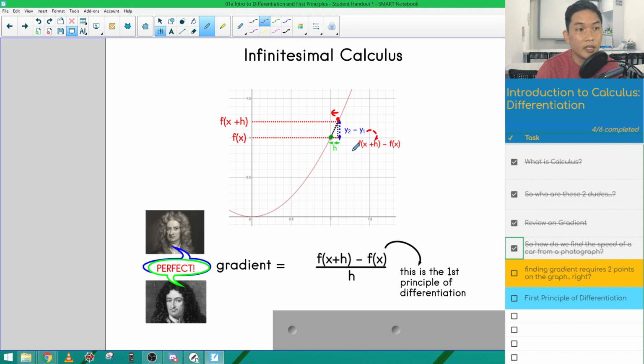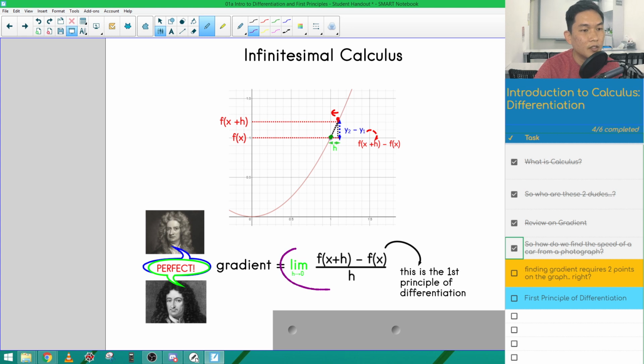What happens when red gets closer to the green point? h becomes smaller and smaller, and we want it to be so small that it's almost zero. What do we need to do? We need to take limits. So there you go. This is the limits.